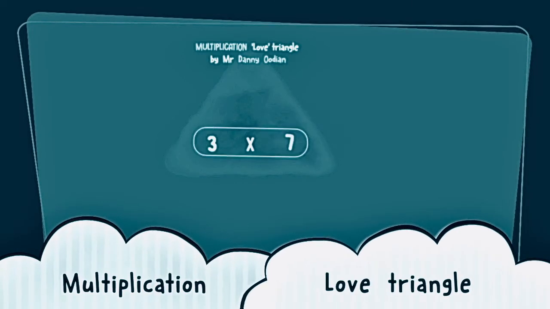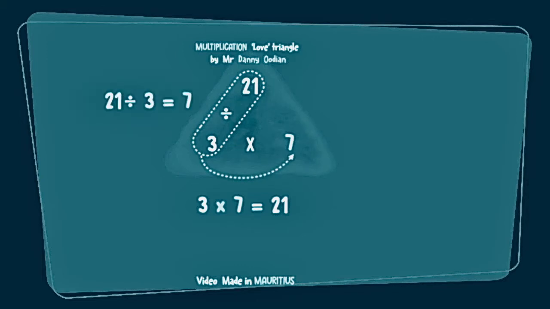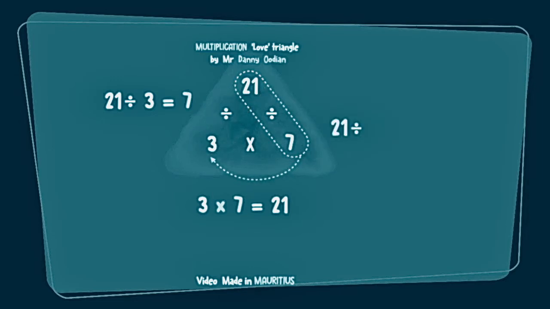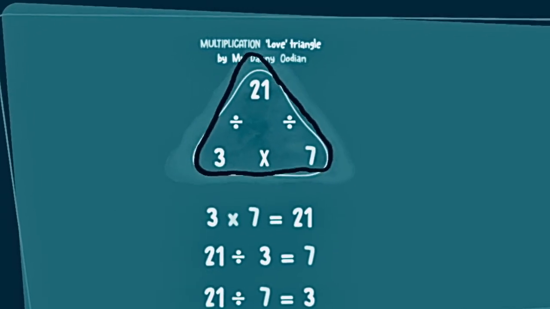Multiplication log. Triangle. 3 times 7, 21. But 21 divided by 3 is equal to 7. Similarly, 21 divided by 7 is equal to 3. So 21, 3 and 7 make a multiplication triangle.